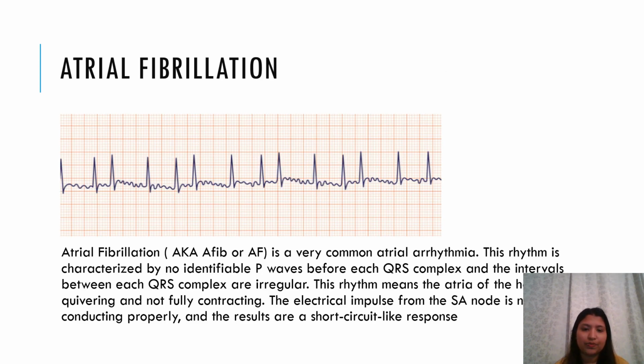Atrial fibrillation. It's a very common atrial arrhythmia. In this rhythm, you cannot see an identifiable P wave. There is a fibrillation. You cannot see a P wave, which cannot be identifiable. And the intervals between each QRS are irregular. The electrical impulse from the SA node is not conducting properly, and the result is a short circuit-like response.